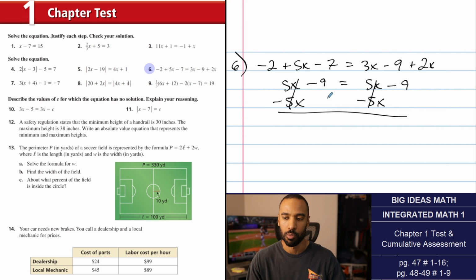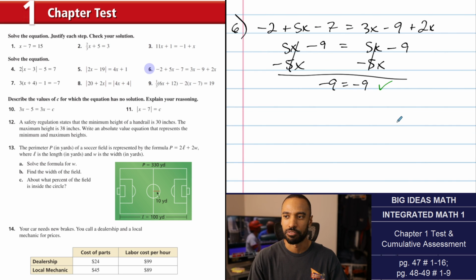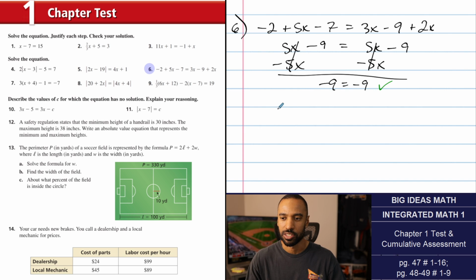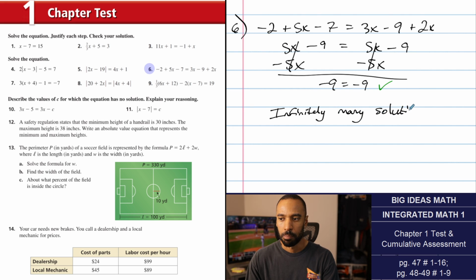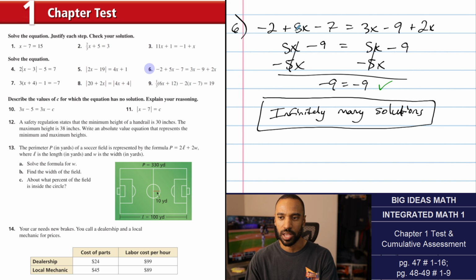I can confirm that even more so by subtracting the 5x's, making them go away, and show that the negative 9 equals negative 9, left side equals right side, regardless of x. This is called infinitely many solutions. What am I writing? Infinitely many solutions. I think the better answer for these, I'm just following what the book said, the better answer for these to me is all real numbers. I can plug in anything for x. Left side will always equal the right side there.